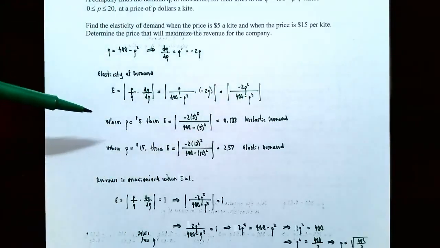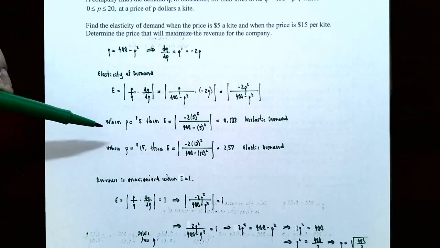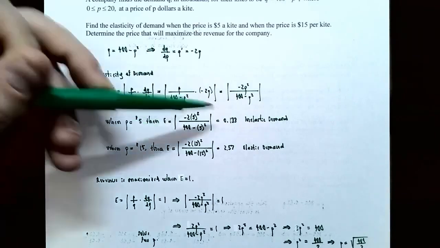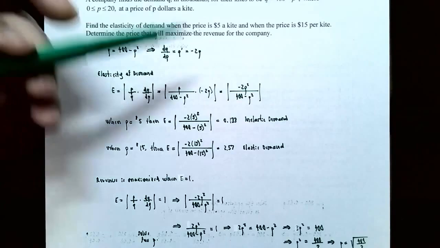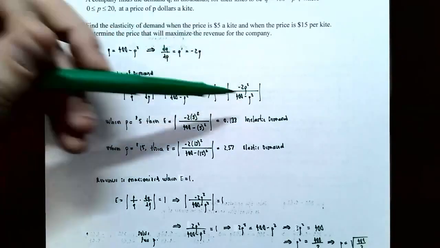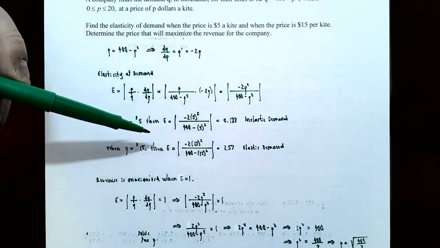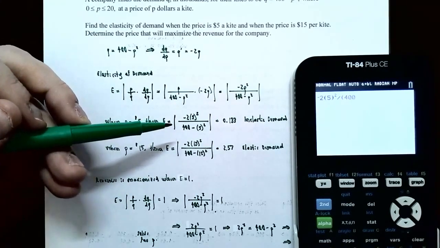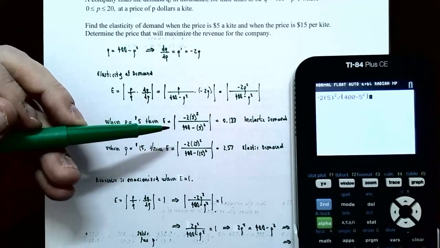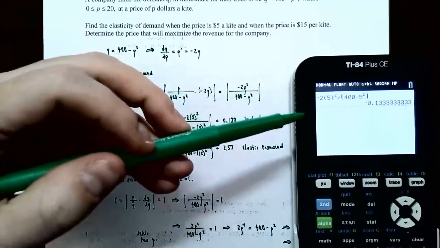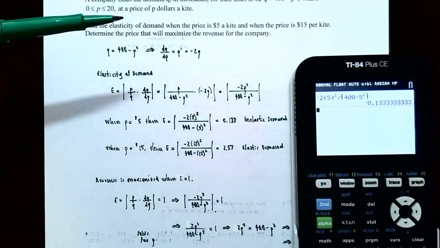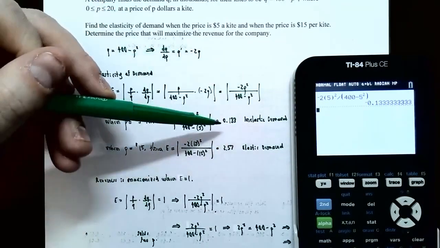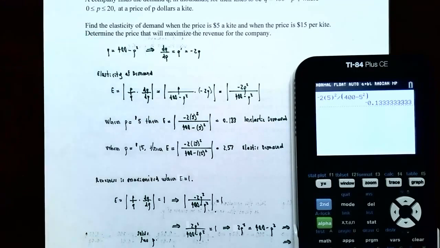So let's find out what the elasticity of demand would be if the price is $5. The elasticity of demand would be the absolute value, replace all the P with $5, so negative 2 times 5 squared, divided by 400 subtract 5 squared. So if you put this into a graphing calculator, you'll have negative 2 times 5 to the second power, divided by, parentheses around the denominator, 400 subtract 5 squared, and close the parentheses on the denominator. You get negative 0.13 repeating. Now, absolute value of that number would be positive 0.133 if you round to 3 decimal places.